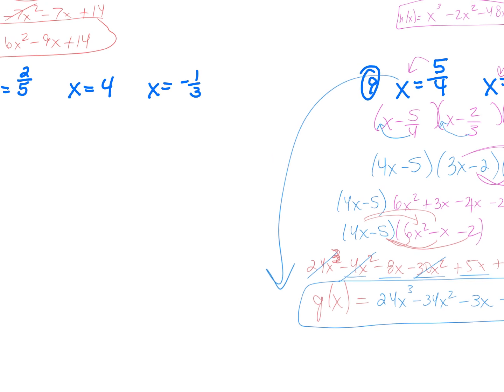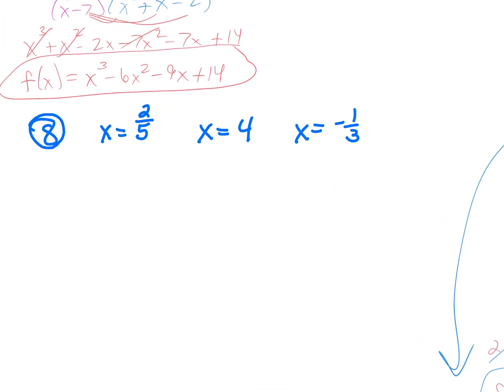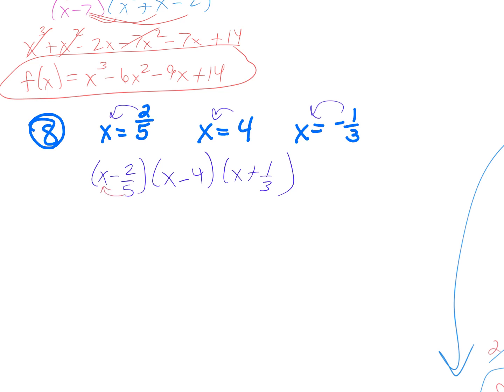All right, let's do the last one. How many answers do I have here? 3. I have 3. So my parentheses will be x minus 2/5, because when I take this positive over, it becomes negative. X minus 4 and x plus 1/3. Get rid of those denominators. So we have 5x minus 2, x minus 4, and 3x plus 1.